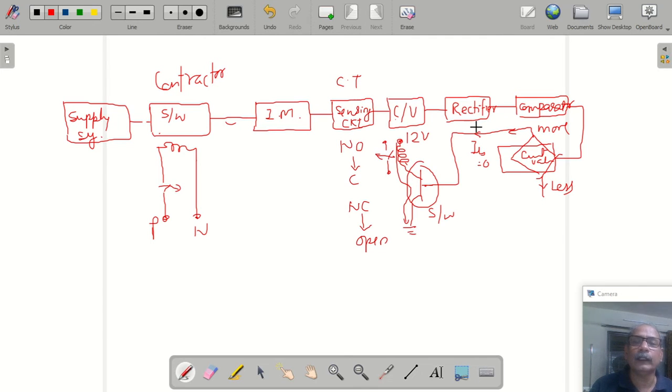Now if you want to find the total transfer function of the block diagram, we have to go for the block diagram reduction technique. We will show this block diagram reduction technique here.